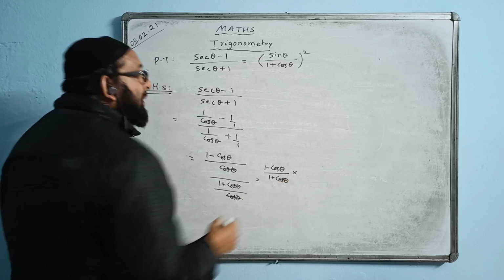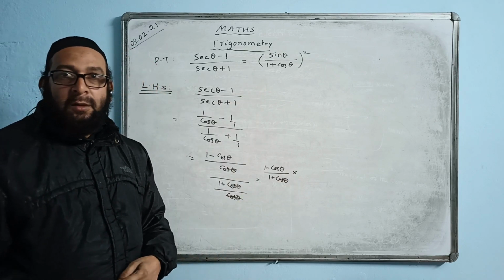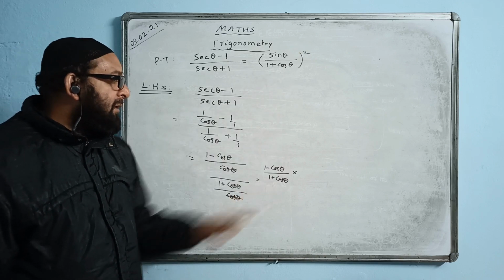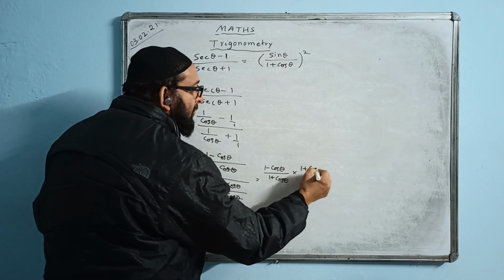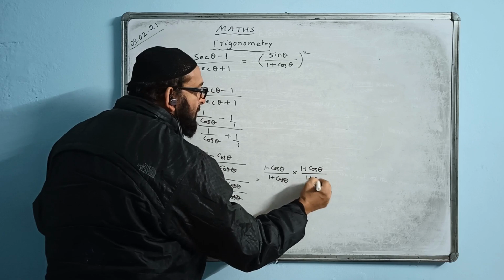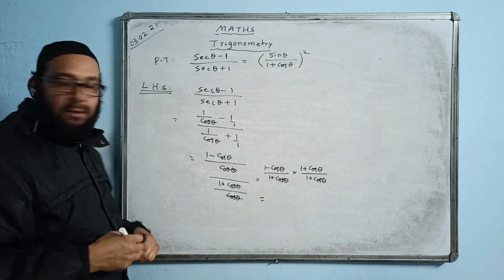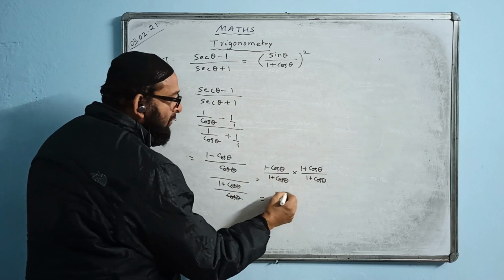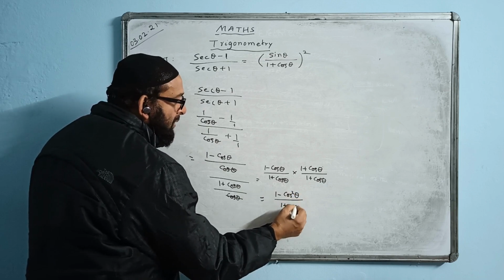Now we will do rationalization. Look at the thing which you have to prove. In the proving part, 1 plus cos theta you want in the denominator as it is. Then you have to multiply by the same value: 1 plus cos theta up, 1 plus cos theta down. Same value multiply up, with the same value divide. This is a minus b and a plus b. The formula gives 1 minus cos square theta. And this will become 1 plus cos theta whole square.